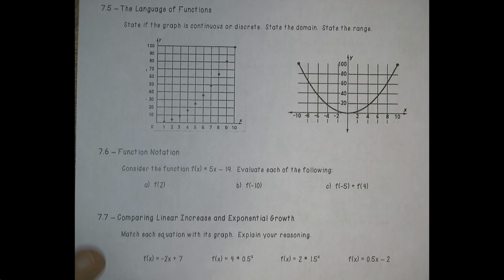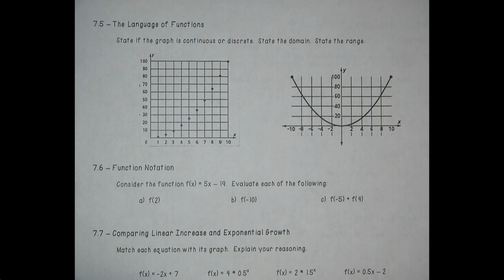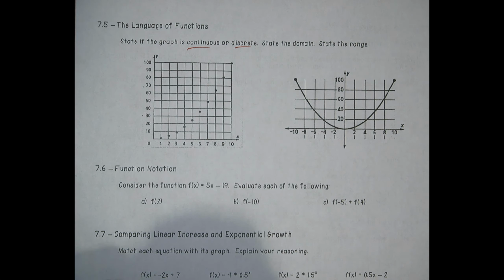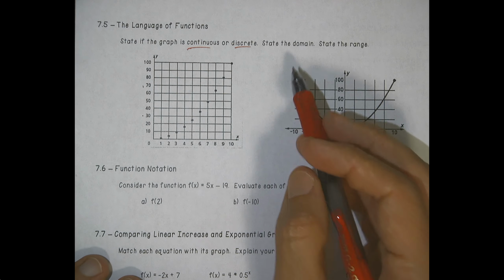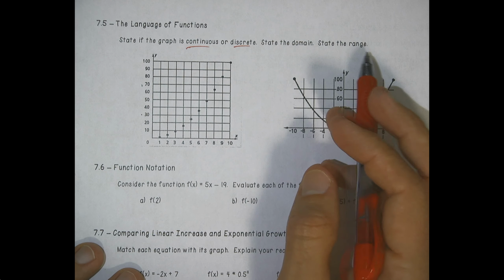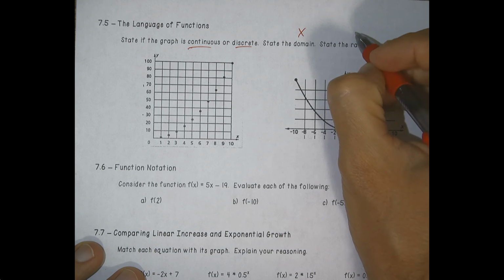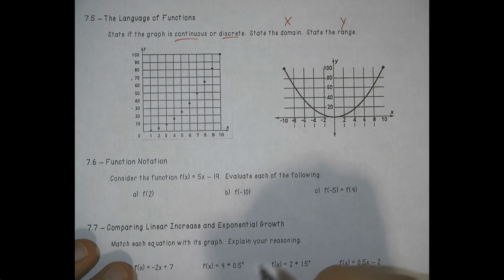Okay, moving on to 7.5. We're going to look at continuous and discrete. So continuous is when everything is connected, and discrete is when things have holes in it and there's spaces. So stating the domain and the range after that, that is all the possible x values for domain, all the possible y values for the range.